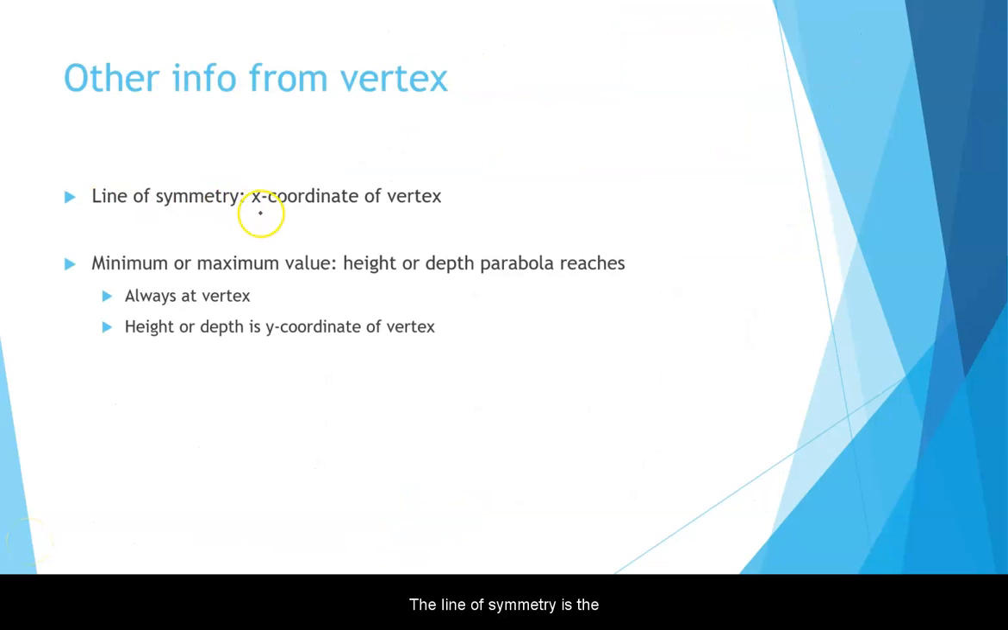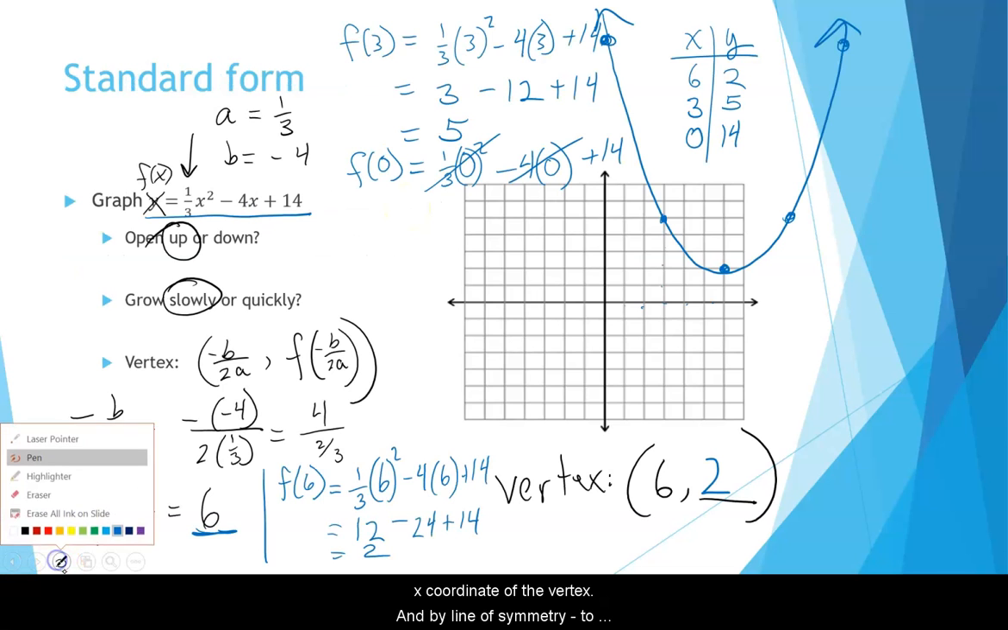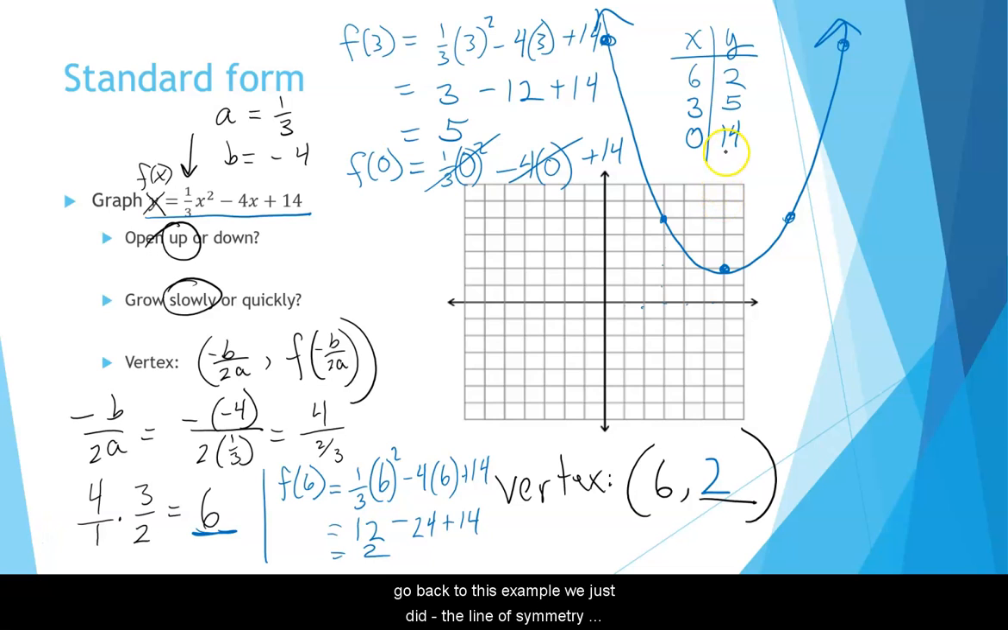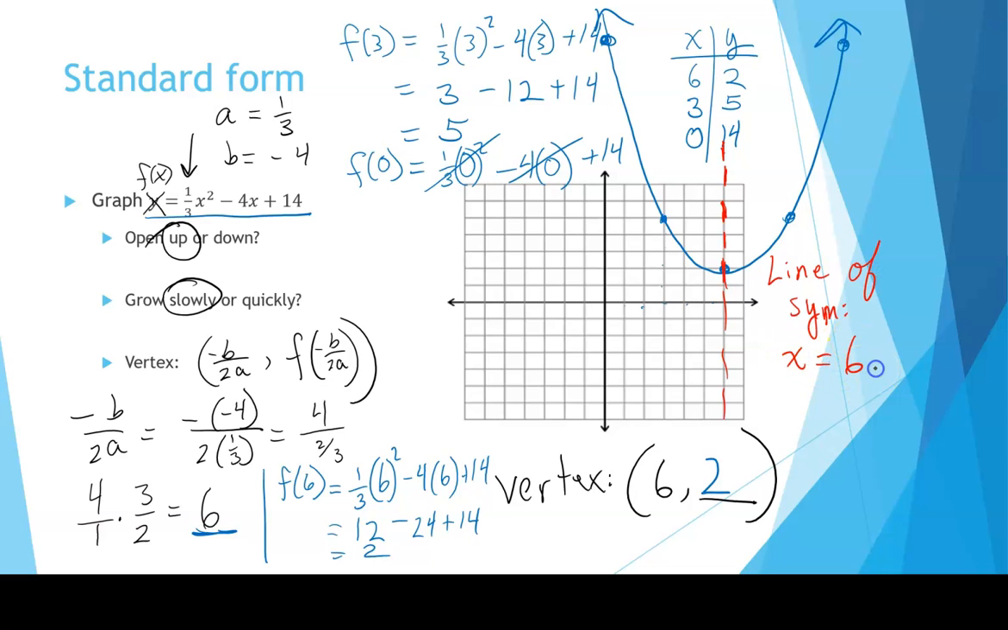All right, some other quick things about the vertex. The line of symmetry is the x-coordinate of the vertex. And by line of symmetry, to go back to this example we just did, the line of symmetry is where we could fold that in half and it would be symmetric. So as you can see, it goes right through the vertex. And so the line of symmetry in this problem is x equals 6, because x equals a number gives us our vertical line.